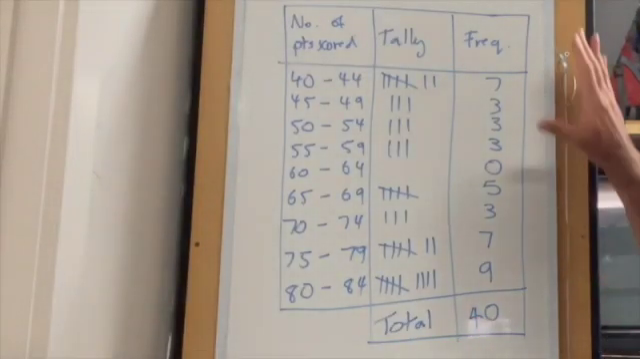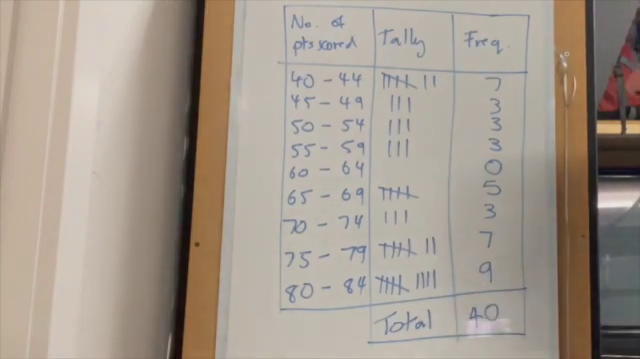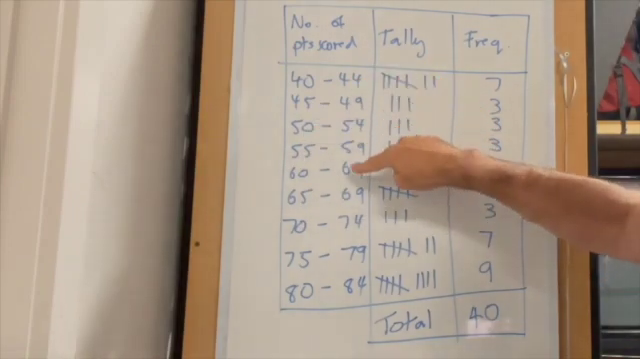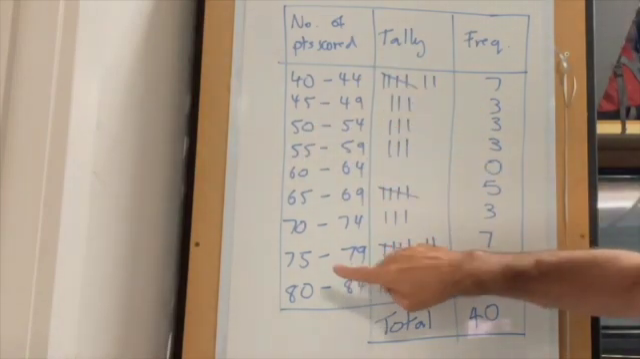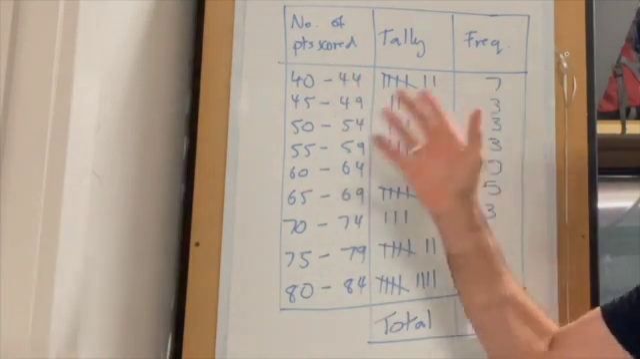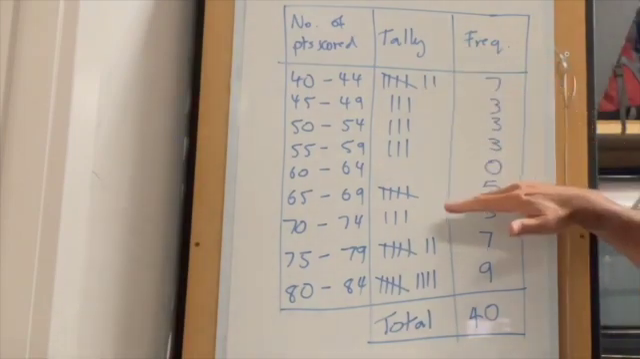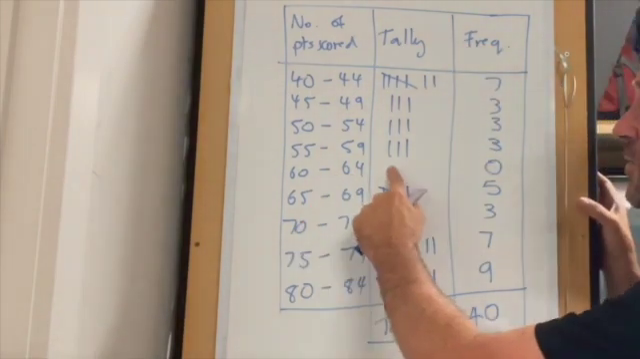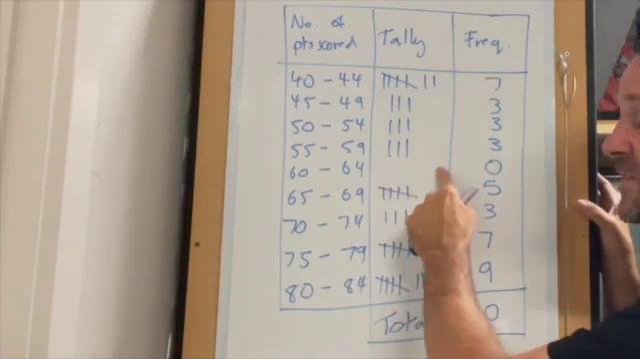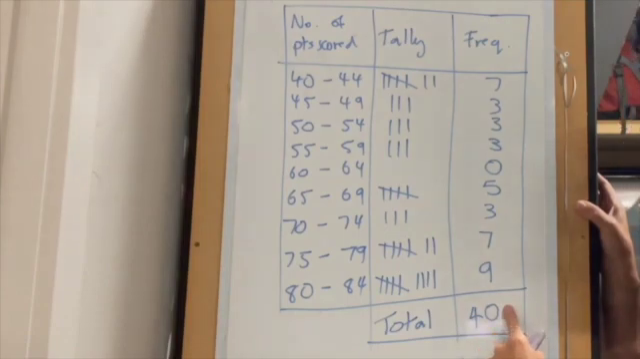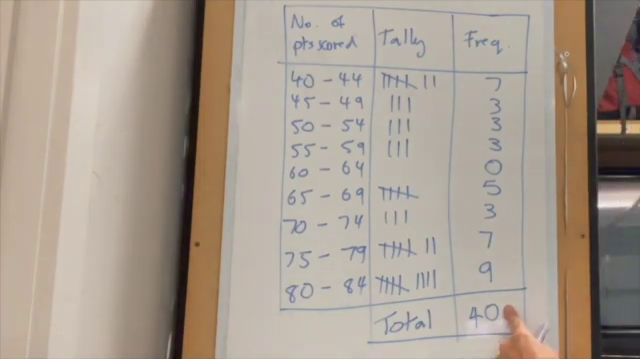Okay, so here we have our completed frequency table. We've got all our intervals in from 40 to 44, and we've got 1, 2, 3, 4, 5, 6, 7, 8, 9 intervals, with an interval size of 5. All of my tally is filled in. Notice here that for 60 to 64 there were no scores, so nothing gets filled in for the tally, but a 0 goes in the frequency. Then we add up all of these, and it should add up to a total of 40, because there were 40 scores in the original set of data.